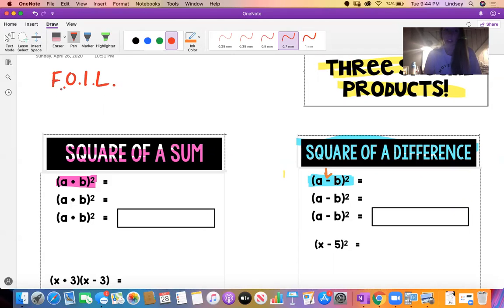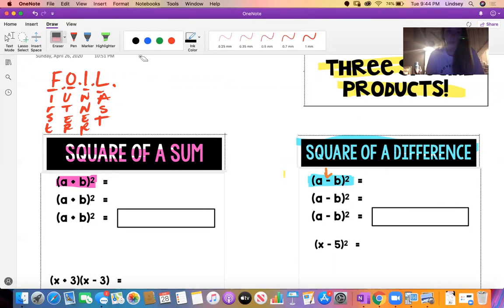All right, notice that there's little dots after each letter. That means each letter stands for a word. Okay, it's an acronym. All right, so F stands for first, O stands for outer, I stands for inner, and L stands for last. So you're probably thinking, okay, what the heck does any of that mean? All right, I'm going to explain it to you, so just bear with me.